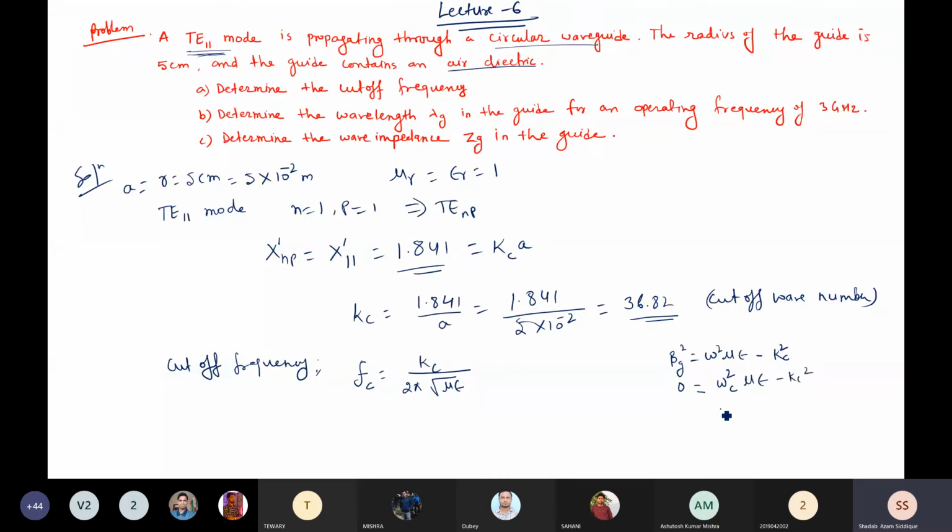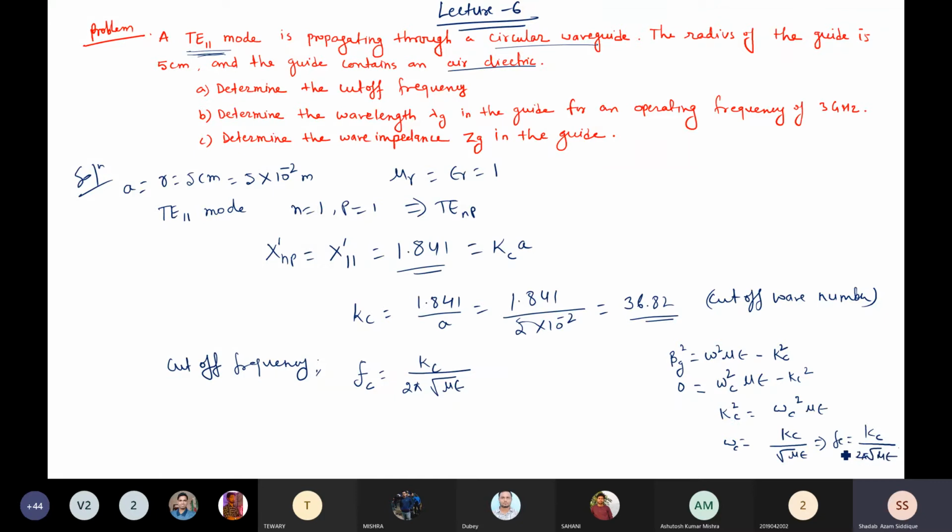So from this we can write kc square as omega square mu epsilon. Then we can write omega as kc upon the square root of mu epsilon. Omega c can be written this way, and from this we can write fc is equal to kc by 2 pi root mu epsilon.